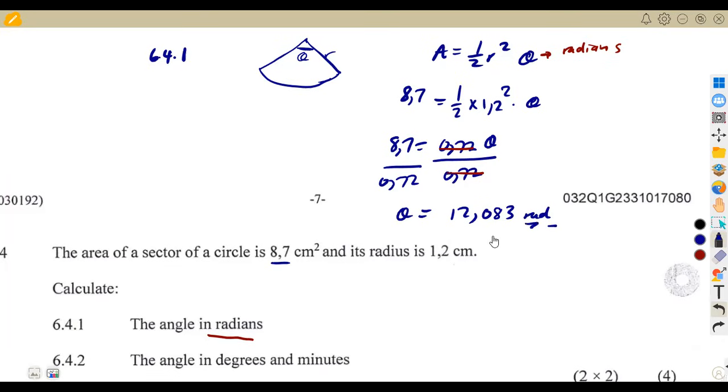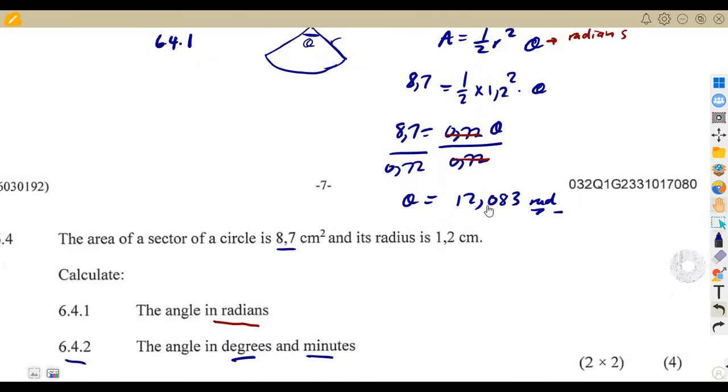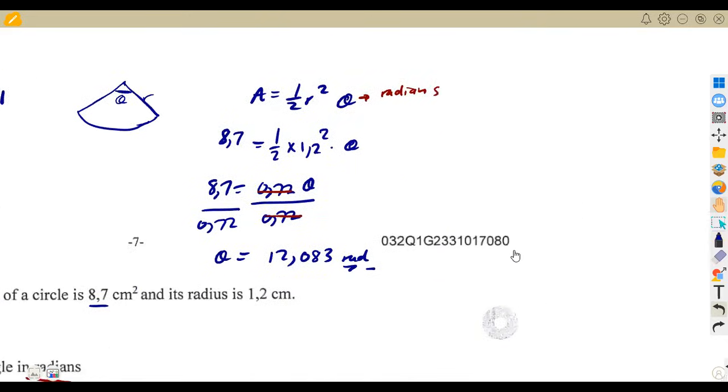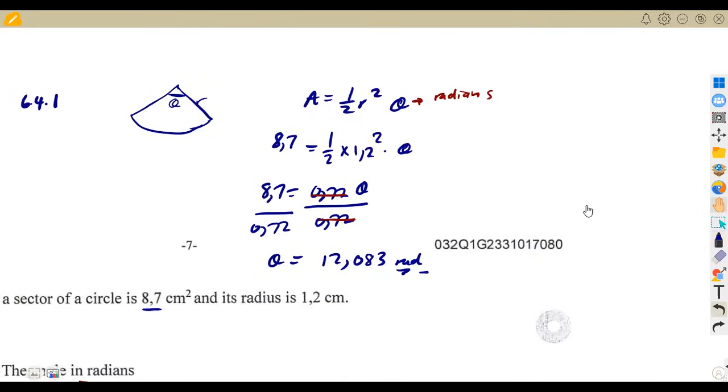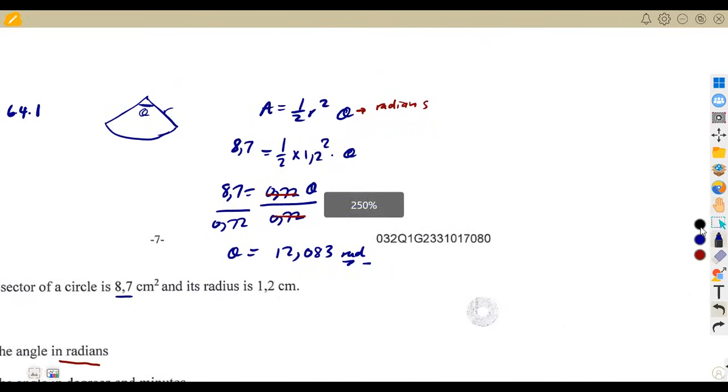Then they want us to convert this angle to degrees and minutes, the same angle of the sector, which is given as 12 rad. To degrees and minutes, which concept are we going to take? The first thing is that we have to convert to degrees. So it will be 6.42. You know that pi radians is equal to 180 degrees.